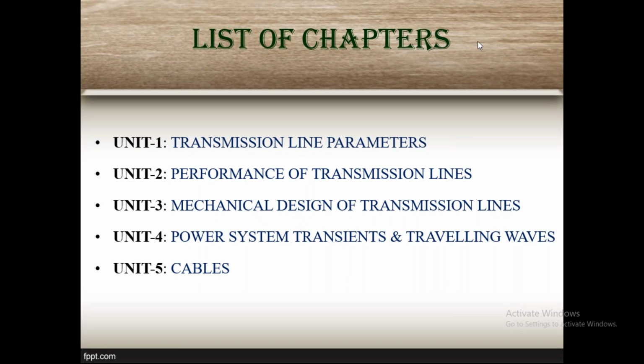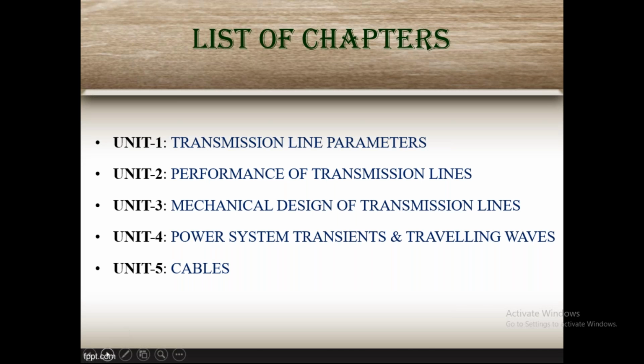See here, these are the 5 units. The first unit is transmission line parameters. The second unit is performance of transmission lines. The third unit is mechanical design of transmission lines. The fourth unit is power system transients and traveling waves. And the last one is cables. I will explain what information each particular unit has, so let me go one by one.